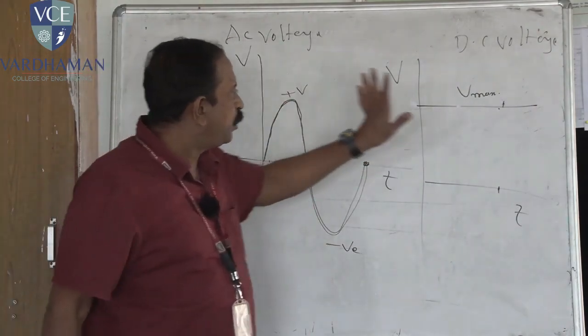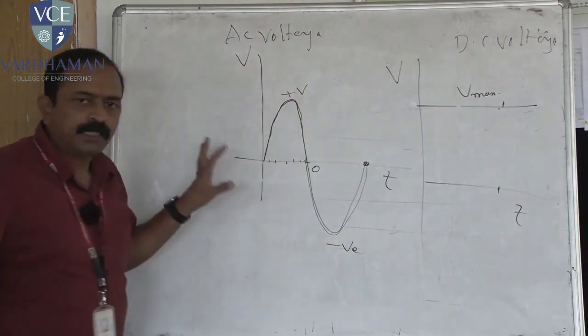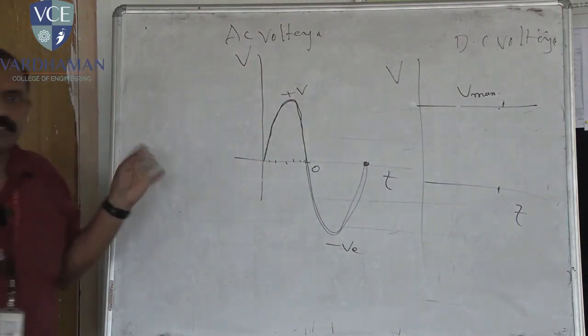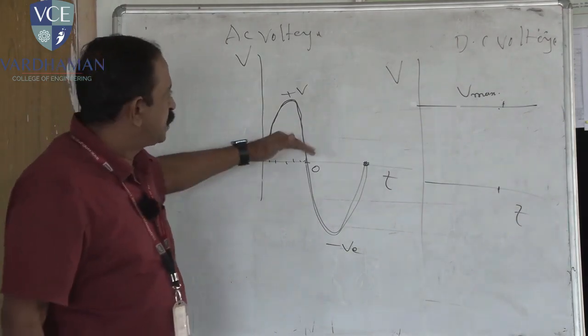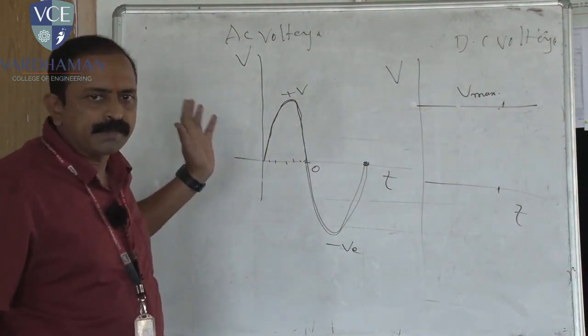So when we are doing experiments with DC, we should take utmost care. It is not that both voltages are not dangerous for the human body, but the severity of the shock is more in DC when compared to AC.